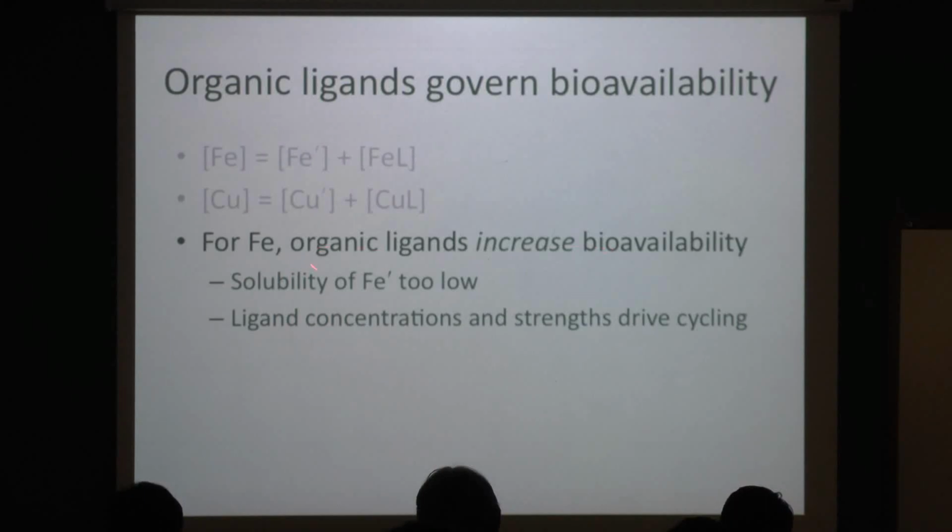Now, for iron, organic ligands actually increase the bioavailability of iron, which is counterintuitive since the inorganic form of iron is considered the most bioavailable from the biology perspective. But the reason for this is because the solubility of inorganic iron is exceedingly low in seawater. It's too low. If it was only an inorganic system, there wouldn't be enough iron to sustain phytoplankton growth in the oceans as we know it. Organic complexation, these ligands and their concentrations and their conditional stability constants, their strengths for binding iron, the stability of those complexes, drives iron cycling.